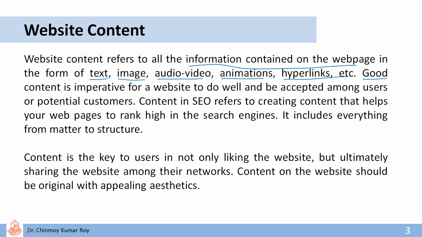Good content is imperative for the website to do well and to be accepted among the users or potential customers. If your content is sensible and relevant, for example, you talk about comparison. Say you are a website which provides comparison of different products, but if I go there, rather than giving a good comparison, you are only advertising different products. As a user, it would not be a great experience for me, because you have claimed that you give comparisons on different aspects, but once I visit your website, it is only giving advertisement rather than a fair comparison.